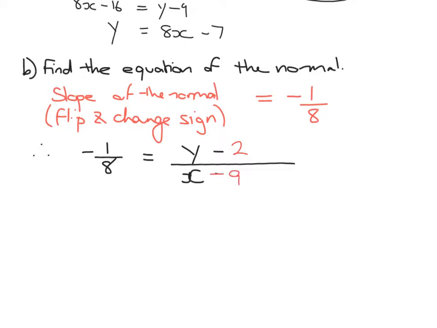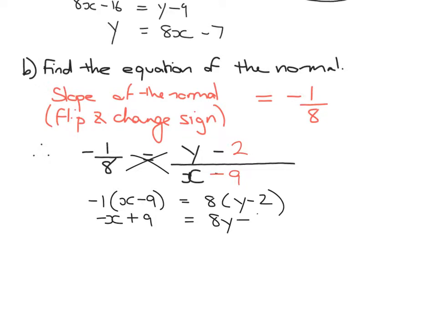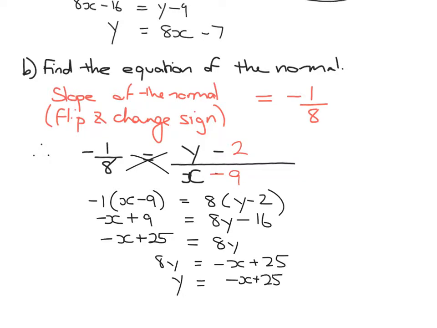But when we cross multiply, that of course will give us a different value. So it's going to be -1 bracket x take 2. This is going to equal 8 outside of y take 9. I've just cross multiplied there. So negative x plus 2 is going to equal 8y take 72. So 8y then is going to equal -x plus 74. You could then divide both sides by 8 and get y equals -x over 8 plus 74 over 8.